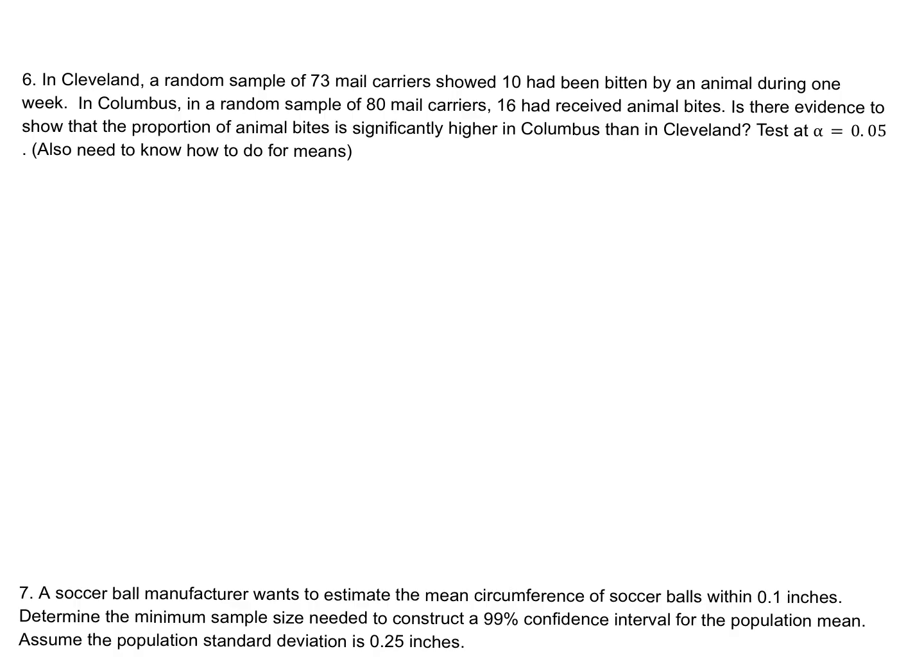Next, we have that in Cleveland, a random sample of 73 mail carriers showed 10 had been bitten by an animal during 1 week. In Columbus, in a random sample of 80 mail carriers, 16 had received animal bites. Is there evidence to show that the proportion of animal bites is significantly higher in Columbus than in Cleveland? Test at alpha equals 0.05.